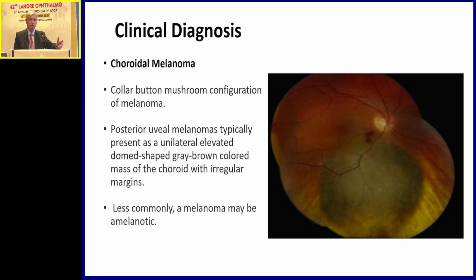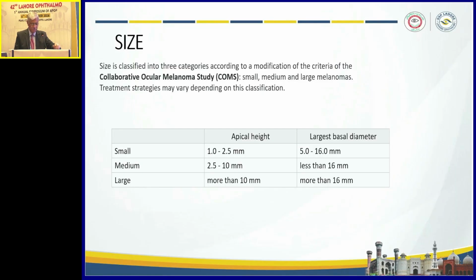Clinical diagnosis is basically on fundus examination, and for us, we depend on the size of the tumor on ultrasonography. On fundoscopy, there is a collar button mushroom configuration of melanoma. There are 3 sizes of melanoma on which we depend for prognosis: small, medium, and large. Our whole management depends on the size of the choroidal melanoma.